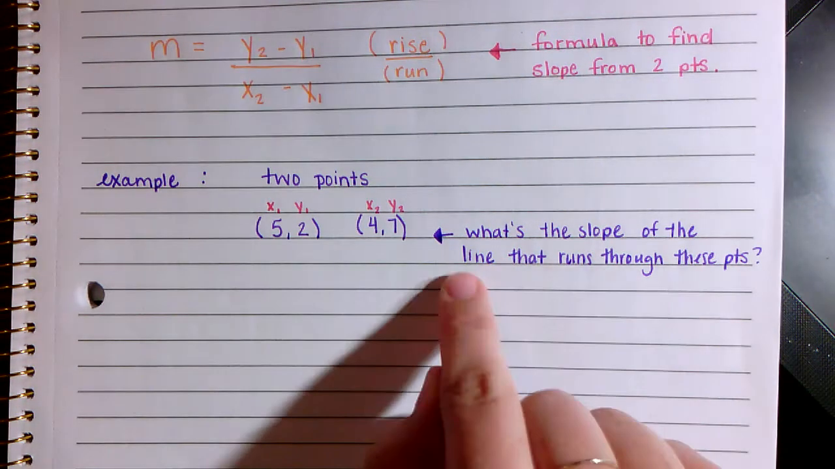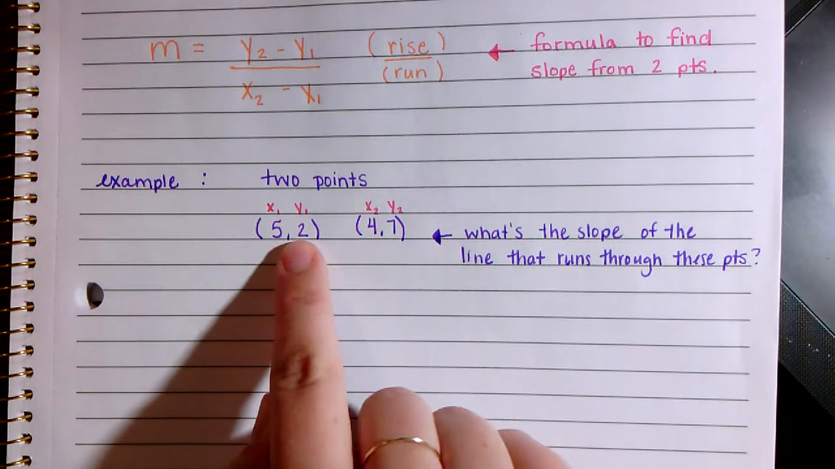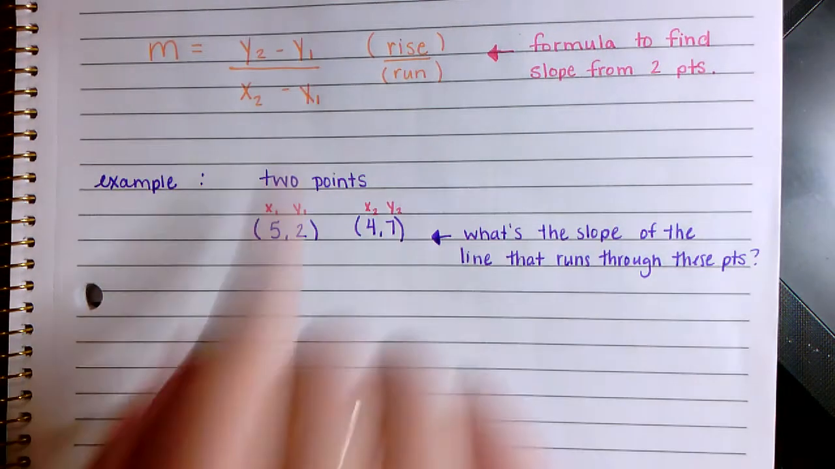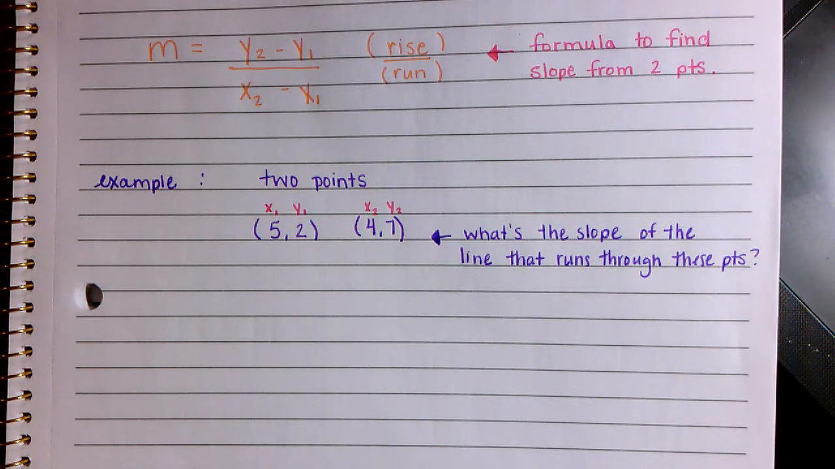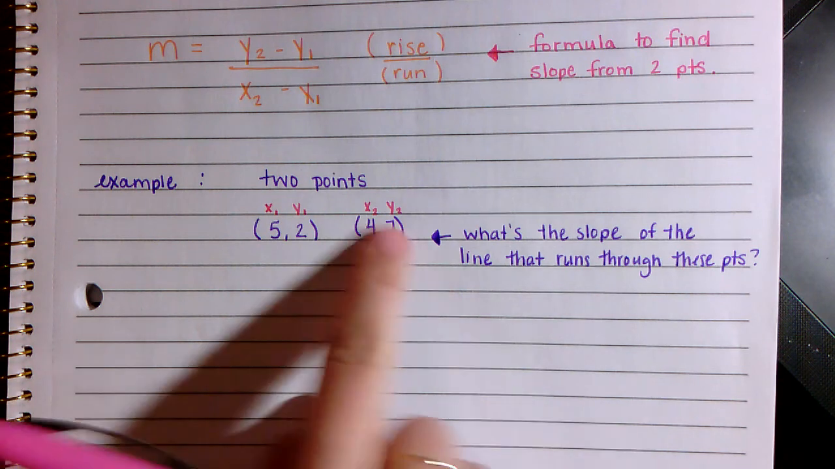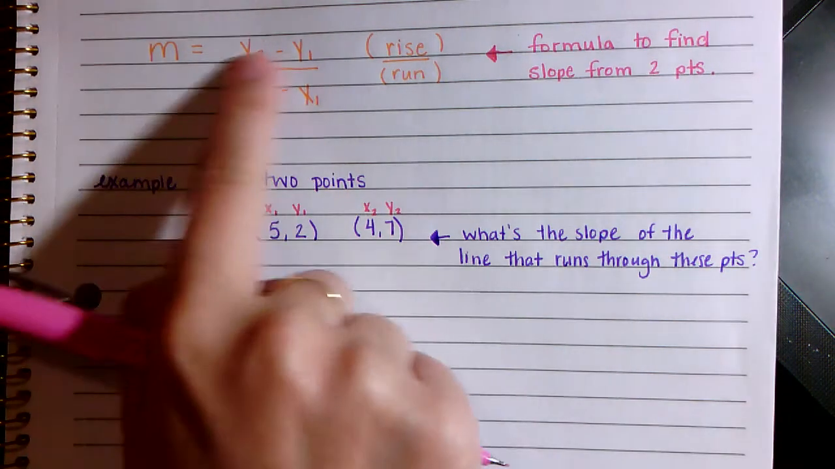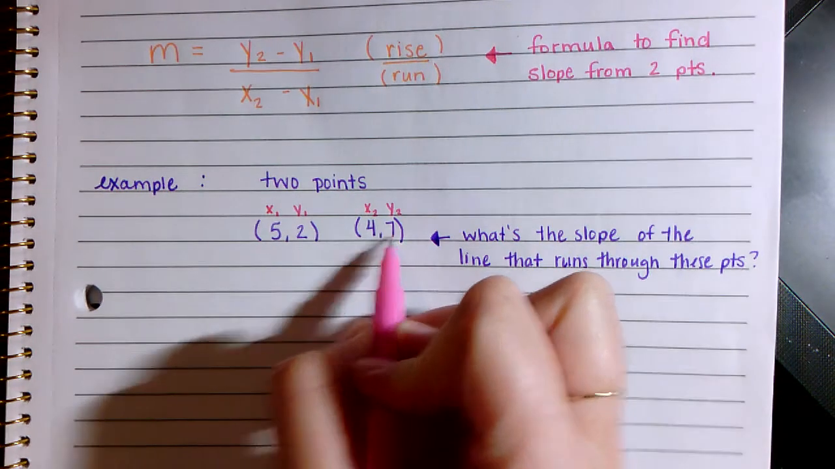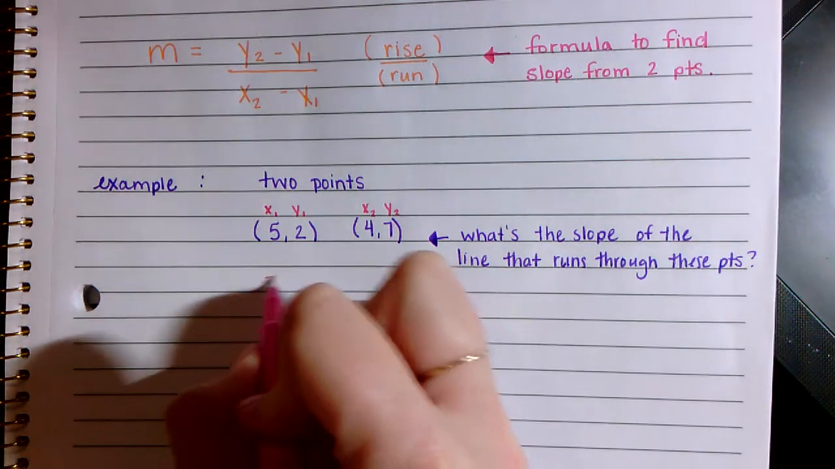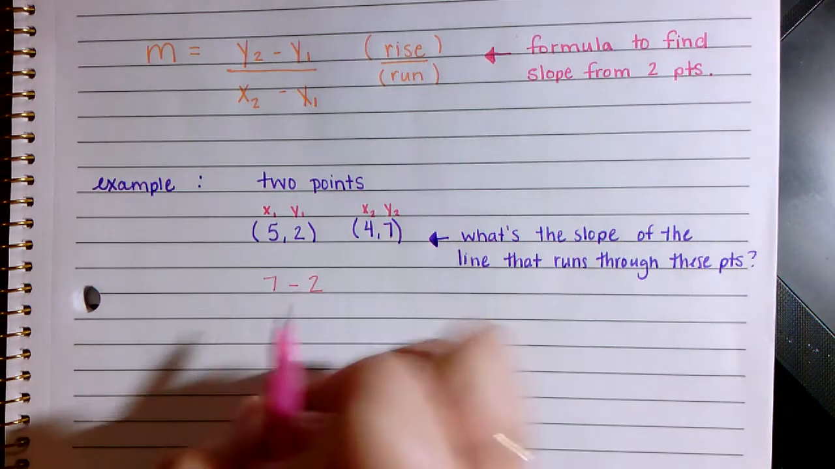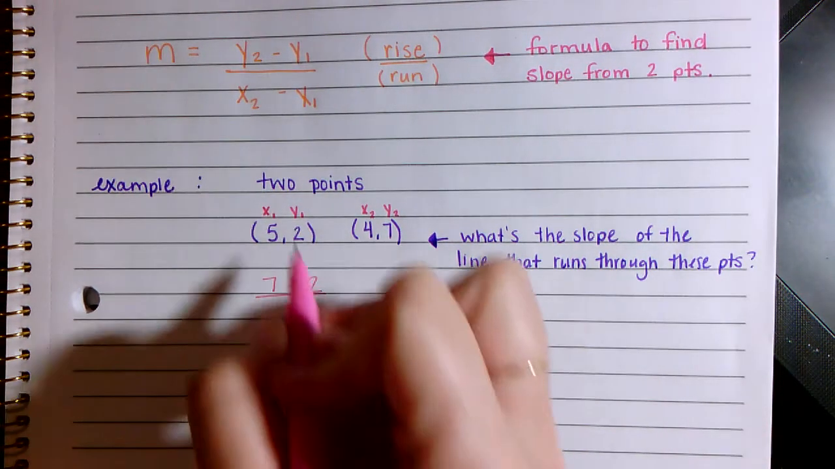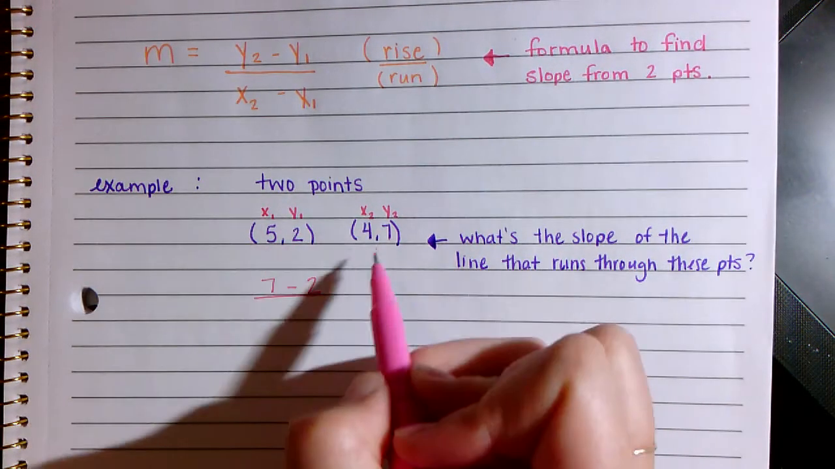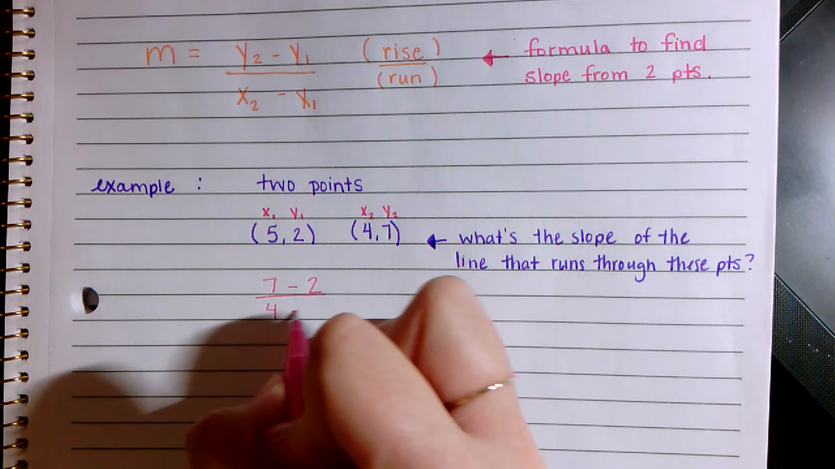So if I said, what's the slope of the line that runs between these 2 points, you can find it using this formula. So let's write it out. Now that we've labeled them, and that's always the first thing you do, we're just going to plug them in. y2 minus y1. Well, this is y2. This is y1. So I have 7 minus 2 over, and then it says x2 minus x1, which is 4 minus 5.